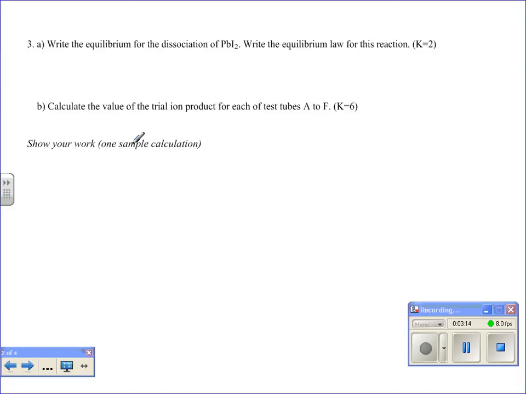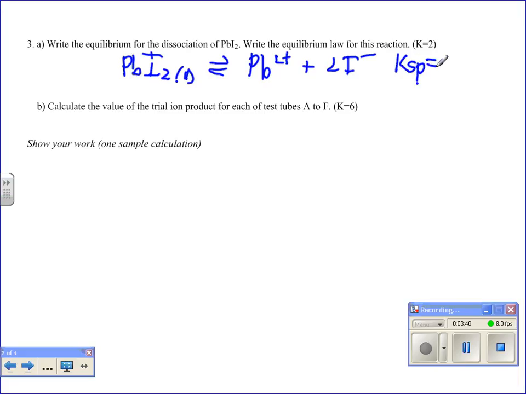The next thing that you need to do is write the dissociation equilibrium for PbI2. And as you know from the lesson, when we're looking at solubility equilibrium, we think about the solid going into solution. So this is the equilibrium, and then we can write the Ksp expression from that. So you can manage that.